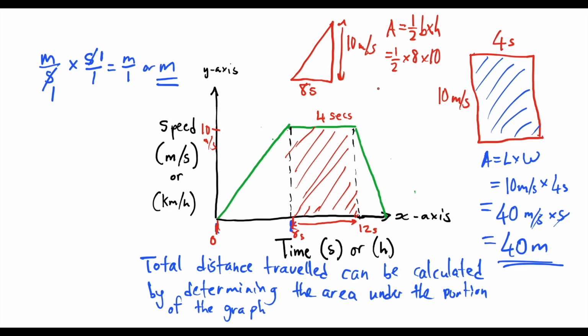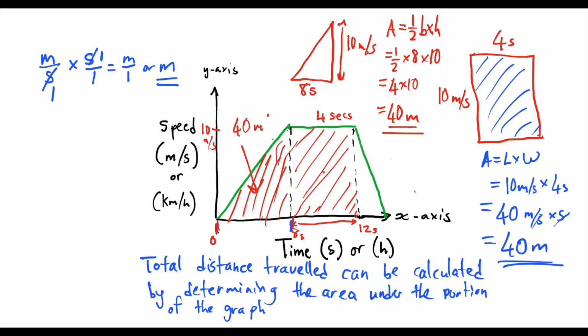So half of 8 is 4 times 10, which is also 40 meters. Remember, the unit is going to give us the distance. So between these first 12 seconds, in this stage, we travel 40 meters, and in this stage, we travel 40 meters as well. Okay, so this is just a rough idea to give you an understanding of what we can get from a speed time graph.